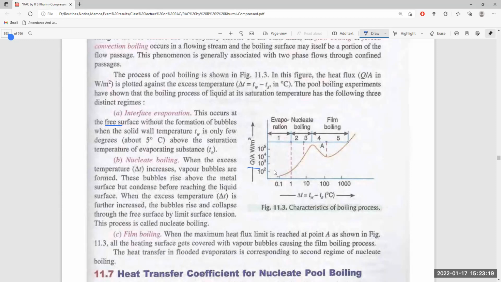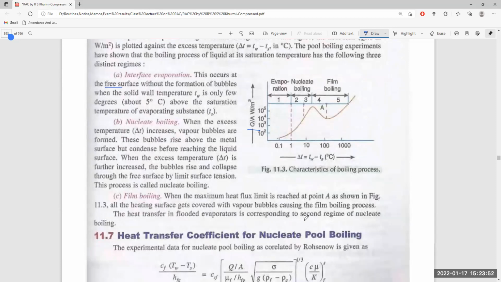So there are three types of boiling: evaporation, nucleate boiling, and film boiling. Evaporation occurs at the free surface without formation of bubbles. When the excess temperature increases, bubbles are formed, and these bubbles rise above the metal surface but condense before reaching the liquid surface. When the maximum heat flux is reached at point A, the heating surface gets covered with vapor, causing the film boiling process. The heat transfer in flooded evaporators corresponds to the second regime, nucleate boiling.